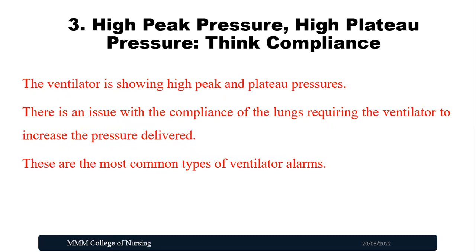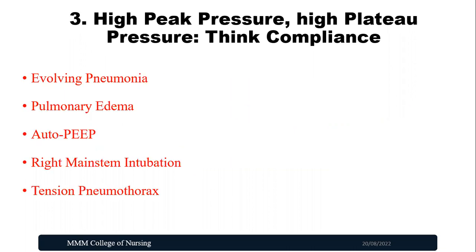And the third kind of pressure alarm is high peak pressure and high plateau pressure. So when there is both high peak and high plateau pressure, think compliance. Here, the ventilator is showing high peak and plateau pressure. There is an issue with the compliance of the lungs, which may require the ventilator to increase the pressure delivered. These are the most common types of ventilator alarms. So the reason for this high peak pressure or high plateau pressure is something related to lung compliance.